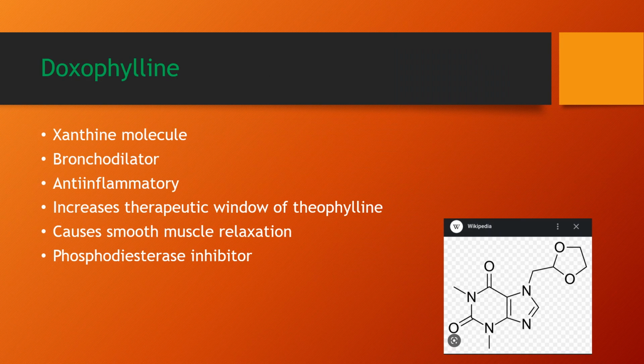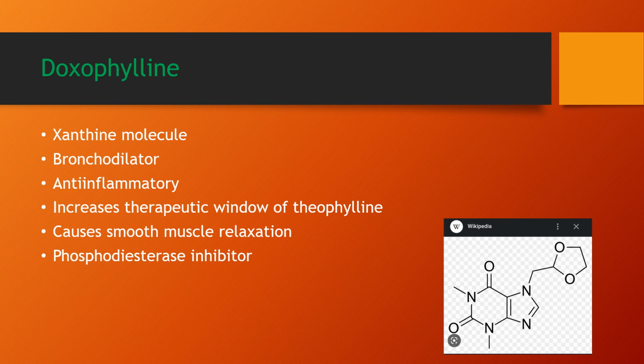So doxofylline. Doxofylline is a xanthine molecule. It is a bronchodilator and doxofylline also works on beta 2 receptors. It is an anti-inflammatory. It causes smooth muscle relaxation and it is a phosphodiesterase inhibitor. Phosphodiesterase is an intracellular messenger that causes smooth muscle relaxation.